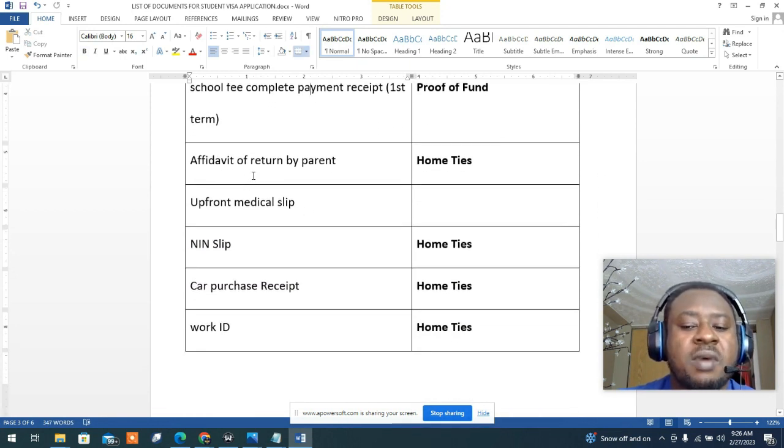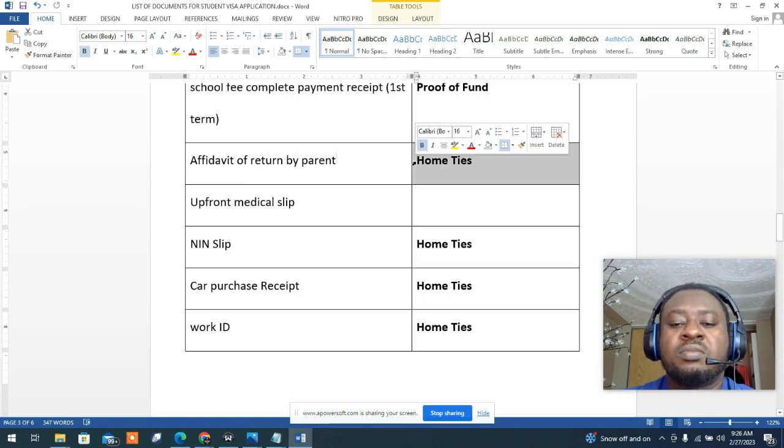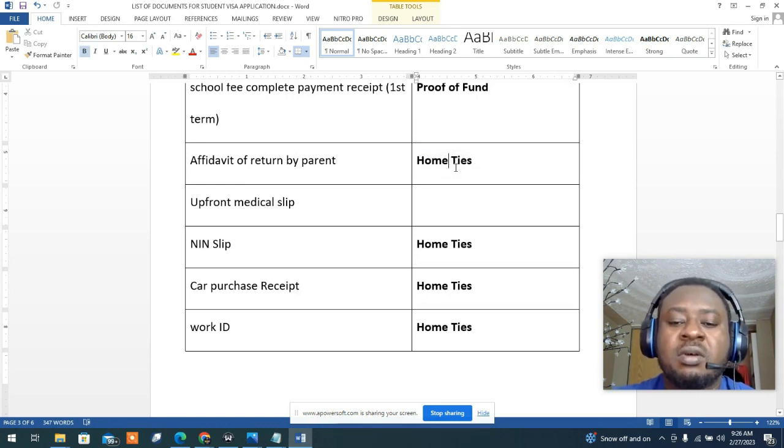Then we'll talk about the affidavit of return by parents. This document is done by your parents, and it's done in the high court. It shows that it's a strong home ties. It shows that after your studies, you are actually coming back to your home country.